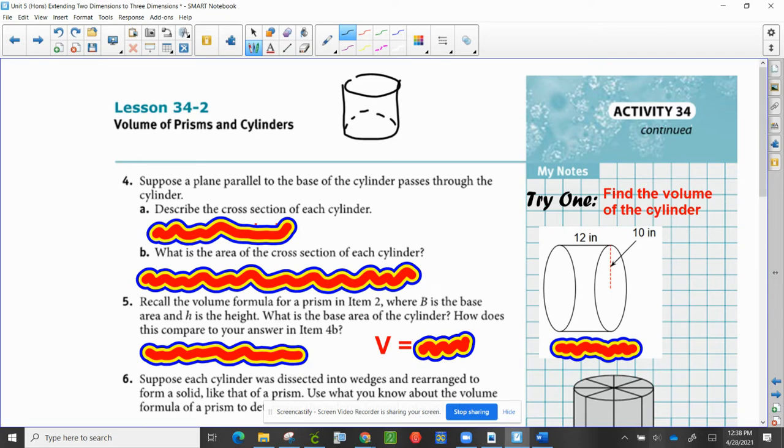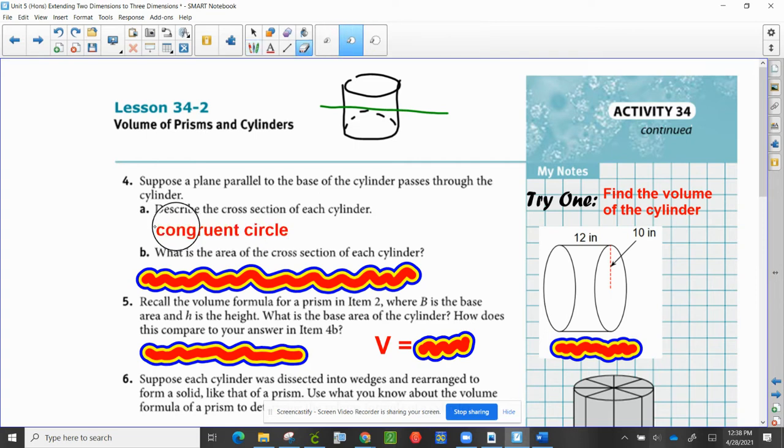That's pretty good. Okay. So if we remember, what was the cross section in a cylinder? So if we took a plane and cut it through that cylinder, what did we know about every cross section of a cylinder? Okay. Well, hopefully you remember that they were all congruent circles. Okay. Now, what is the area of the cross section? Well, it would just be pi r squared, right? The area of a circle would be the area of your cross section.